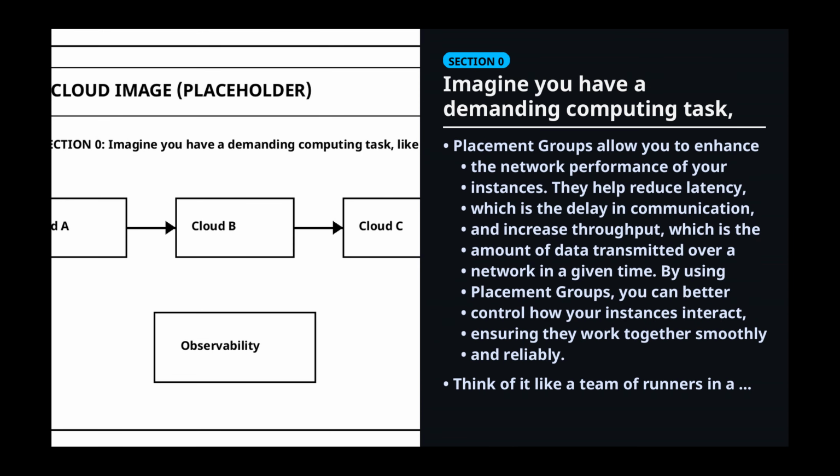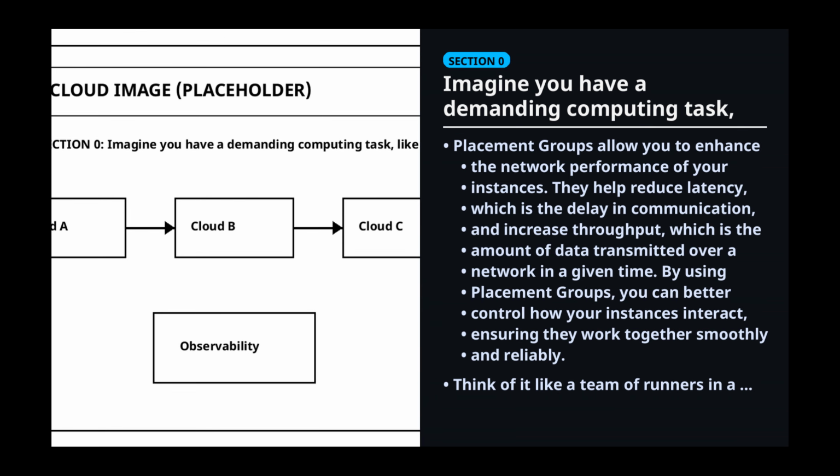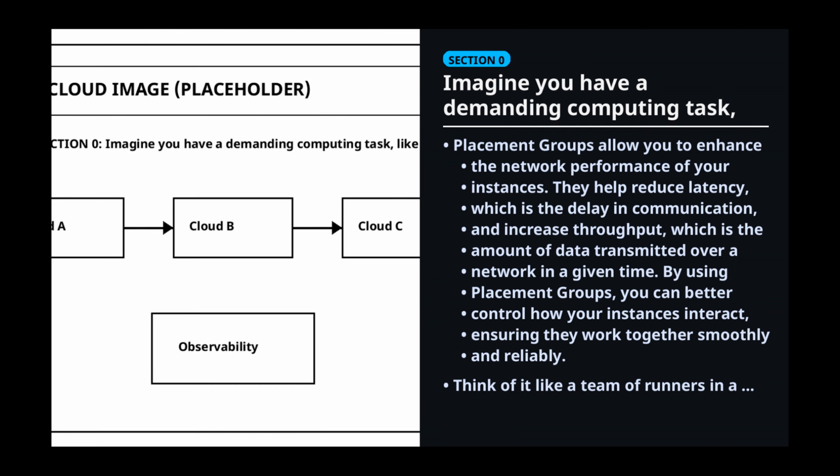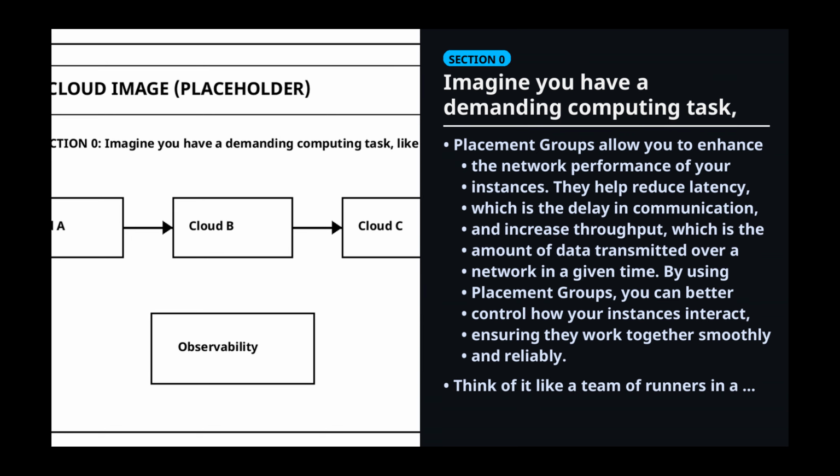Placement groups allow you to enhance the network performance of your instances. They help reduce latency, which is the delay in communication, and increase throughput, which is the amount of data transmitted over a network in a given time. By using placement groups, you can better control how your instances interact, ensuring they work together smoothly and reliably.